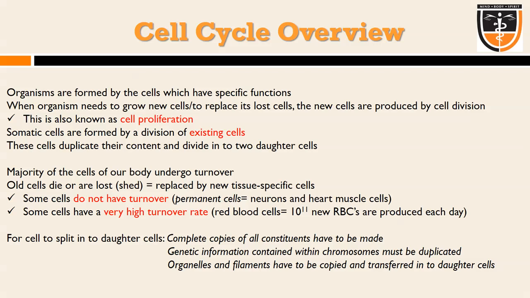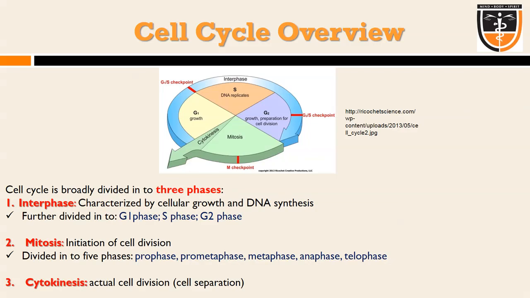So, you know, in order for a cell to split into daughter cells, it needs to do this. It needs to completely copy all its content. So all the content has to be doubled. The genetic information, contained in chromosomes, has to be copied. And then also organelles and filaments have to be copied and transferred all the way to daughter cells. So everything in the cell has to be doubled before the cell divides. So this is the cell cycle.